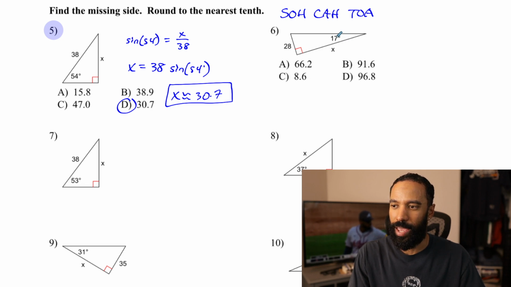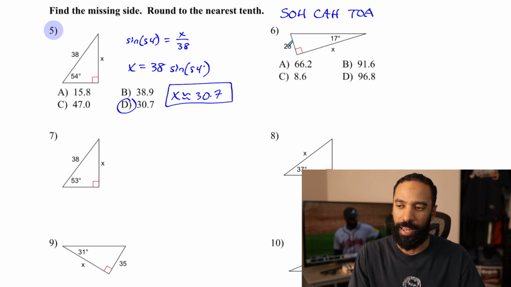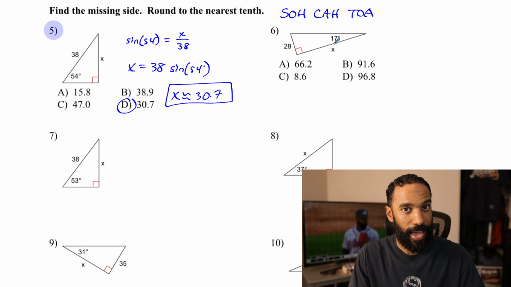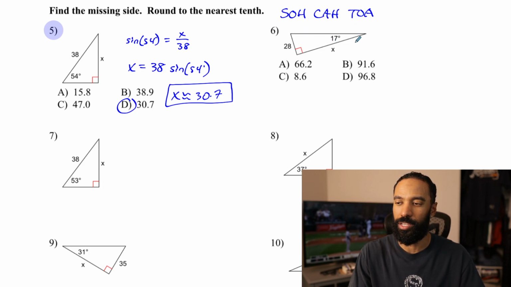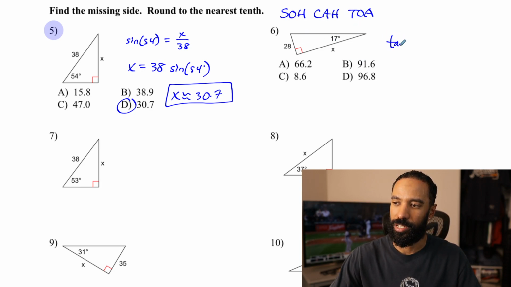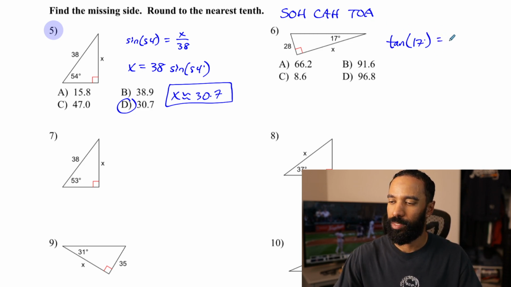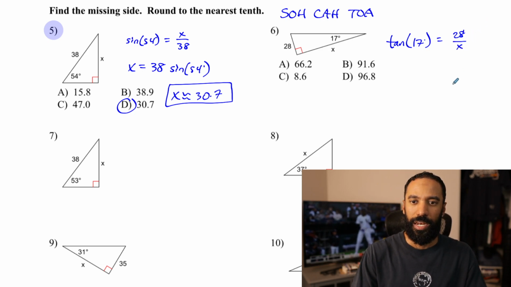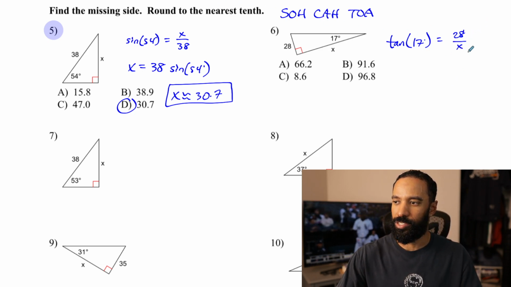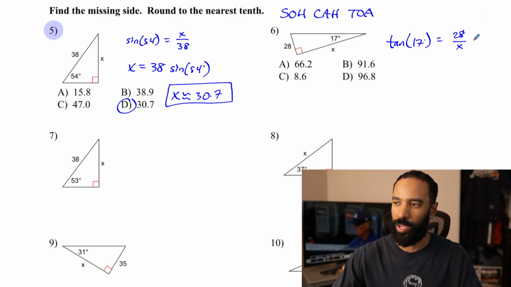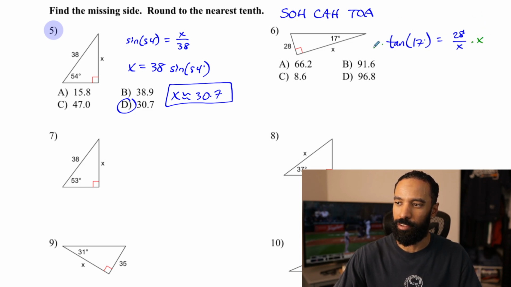All right. Number 6. I have the 17-degree angle. Opposite of that is 28. Adjacent is x. Opposite and adjacent, TOA, uses tangent. Let's take the tangent of 17 degrees, and we will be getting opposite 28 over adjacent x. That's our setup. Now, if I multiply both sides by x, this will get it out of the denominator. That's really that first step you want to do.